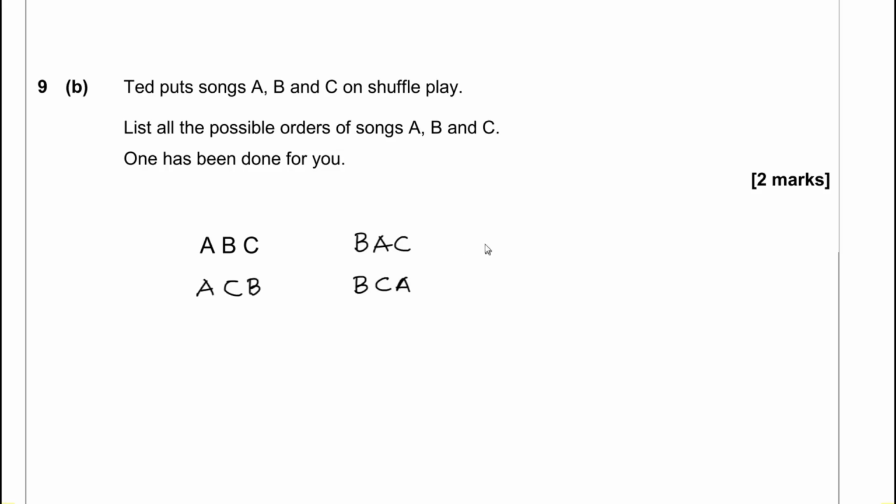The next possibilities are C comes first and then A, B. Or C comes first and then B, A. You see the way I make the list? Start with A and then start with B, start with C. In that way, we make sure that there is no possibility left out.